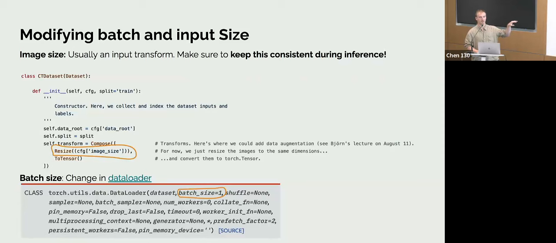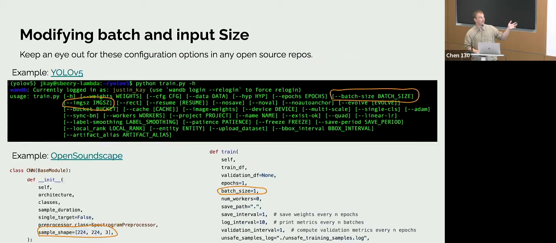The batch size, on the other hand, is in the data loader. The standard PyTorch data loader has a batch size parameter, and you can tweak that. If you're using something like YOLO or Open Soundscape or even the CT classifier repo, you can also tweak these in the config files. This is a common enough thing to tweak that people typically build it into their configuration files. So usually if you tweak the batch size there, tweak the image size there, it will work out for you. Something you need to make sure of is to change this for both training and inference.